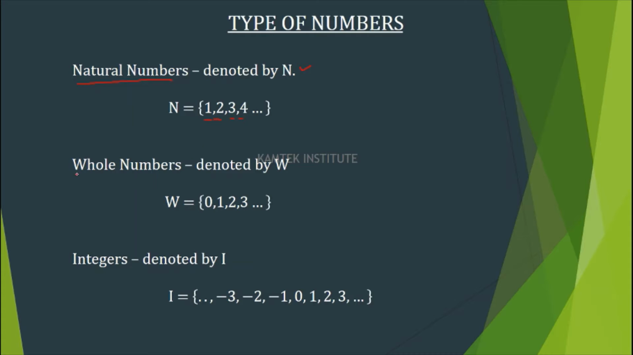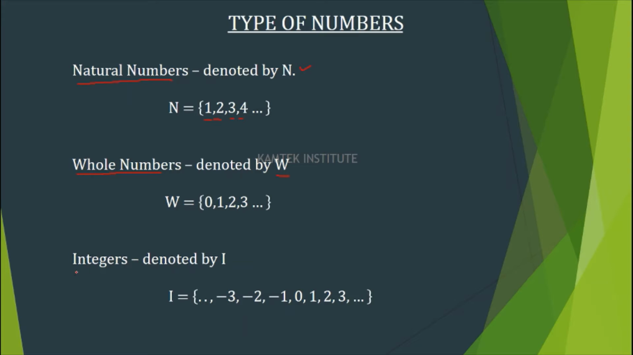Then we have the whole numbers. It is denoted by capital W, and this includes all natural numbers including 0. It starts from 0. So we have 0, 1, 2, 3, 4, 5, 6. These are all known as the set of whole numbers.